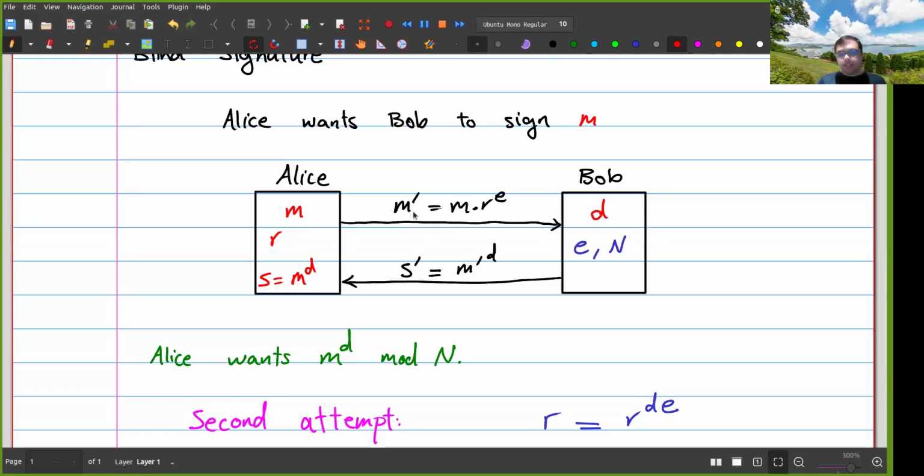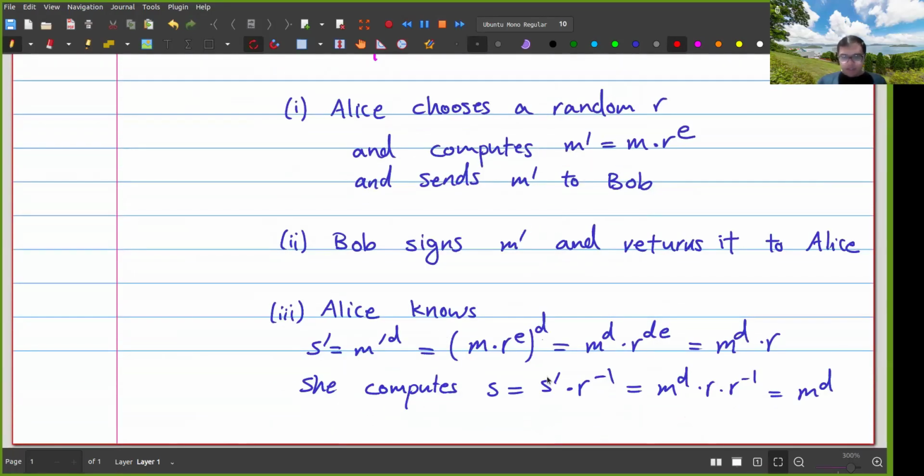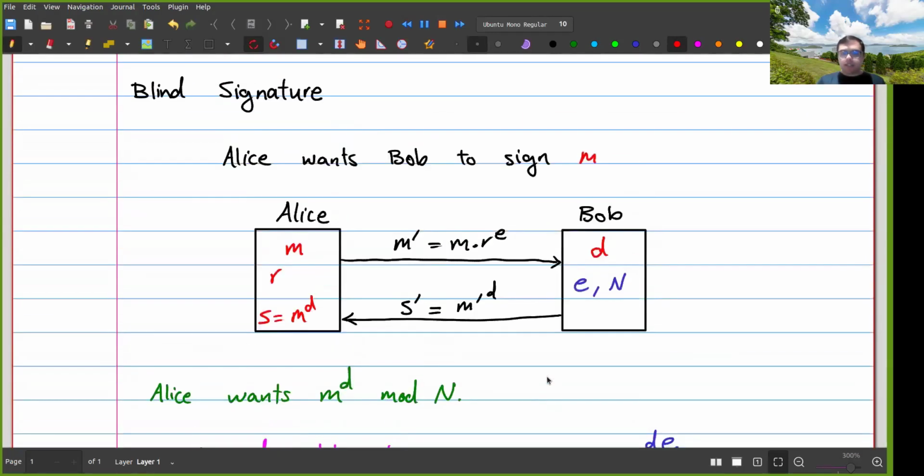And then Bob signs this new message. This is the signature that Bob returns to Alice, which is M prime to the power of D. And based on that, Alice can just divide this signature by R, because Alice is the only one who knows R, and she can get M to the power of D. And it's also easy to go and verify that Bob can't get any information here with the same assumptions as in RSA. So as long as Bob cannot break RSA, he cannot know what Alice's original message M was.